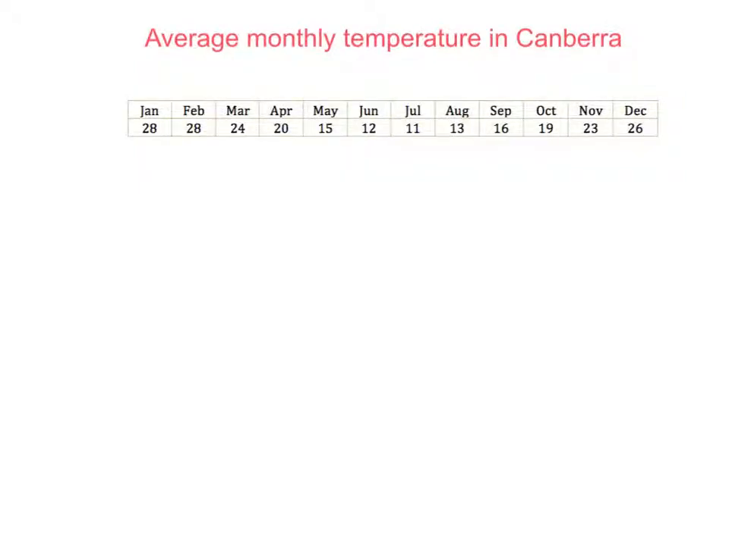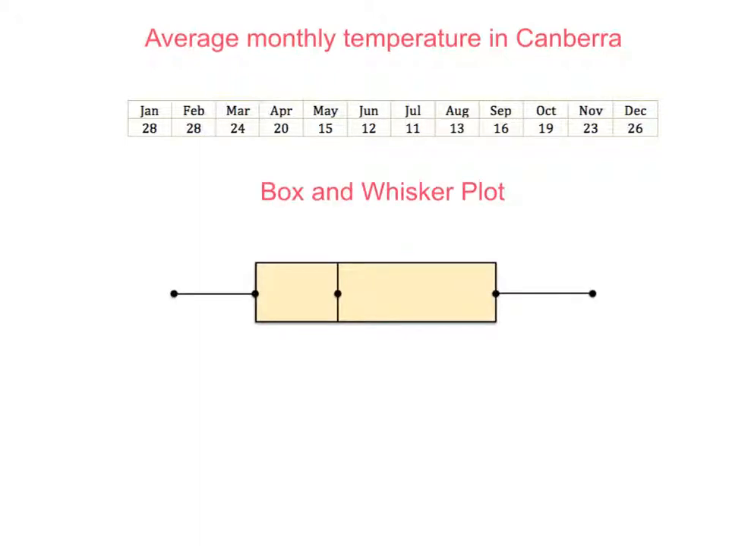Understanding information is becoming more and more vital every day. And in this example, we're going to look at the average monthly temperature in Canberra and look at how we can summarise this information to make it easier to understand. So in doing so, we're going to look at a box and whisker plot, a way of showing the spread of the information, often called data or scores, but in this case the temperatures, the average temperatures that are experienced in Canberra each month.